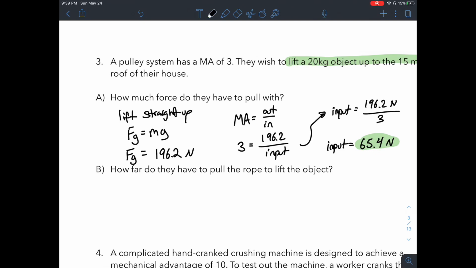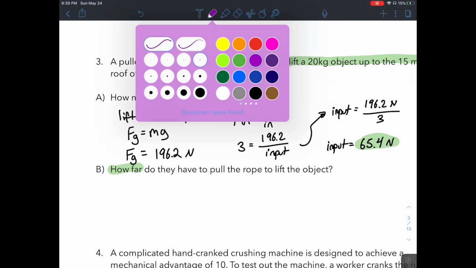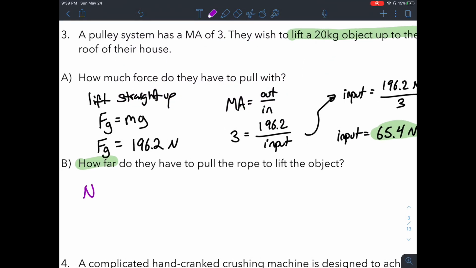That's all fantastic, but now we want to know how far we have to pull the rope to lift it, right? If we are fighting against full gravity, if we have no system to help us, then we have to pull 15 meters. We're pulling a super heavy weight of 196 newtons for 15 meters.